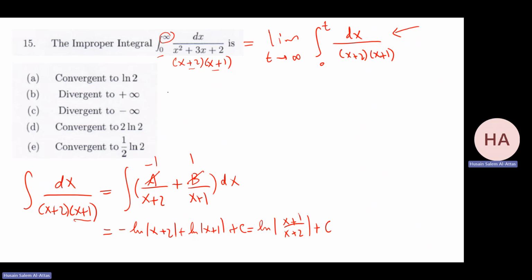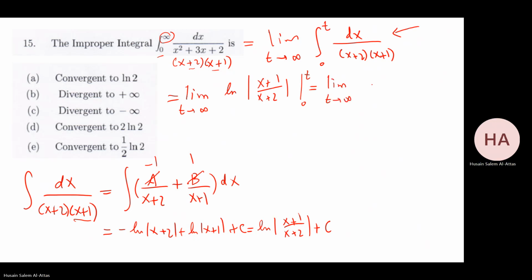Okay. Don't forget the limit first. Limit as t goes to infinity of ln of x plus 1 over x plus 2, from 0 to t. That will be the limit as t goes to infinity of ln of t plus 1 over t plus 2, minus 0. I have ln 2.